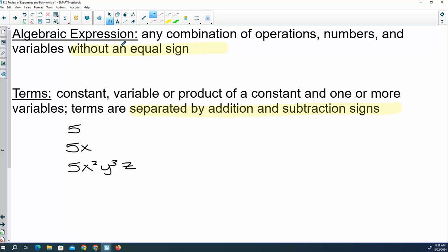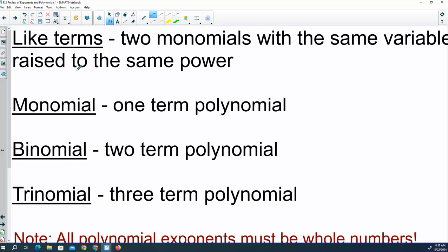Terms that can be added. Right, the things that can be added together. And in order to be able to combine them, you have to have the same variables with the same exponents. So like terms are just two monomials. Do you guys know what monomial means? One term. So no addition or subtraction, just a single term by itself. So like terms are ones that can be added together, which means same variable, same powers.